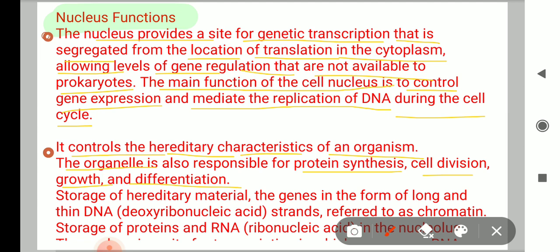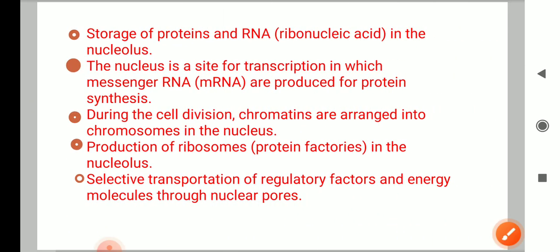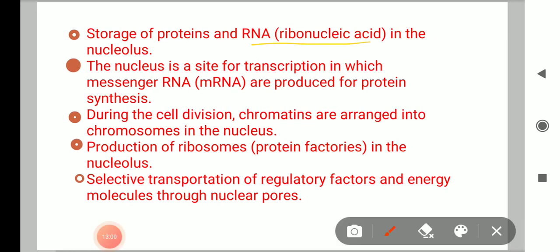The nucleus also helps in the synthesis of protein, cell division, and differentiation, and in the storage of hereditary material like genes in the form of long, thin DNA strands referred to as chromatin. It also stores proteins and RNA, ribonucleic acid, in the nucleus. The nucleus is the site of transcription, in which messenger RNA is produced for protein synthesis.